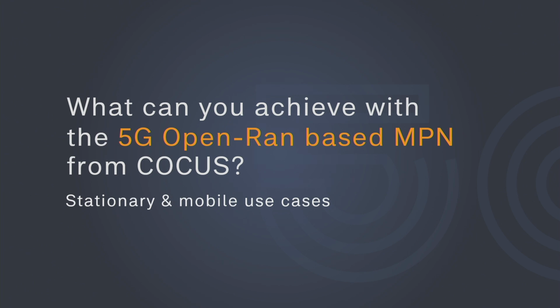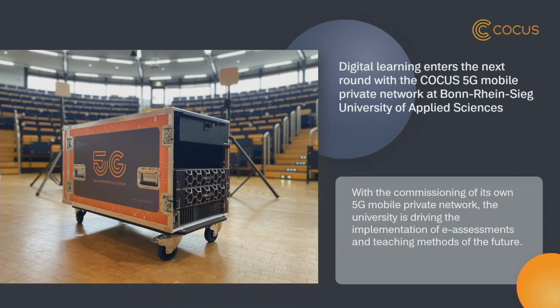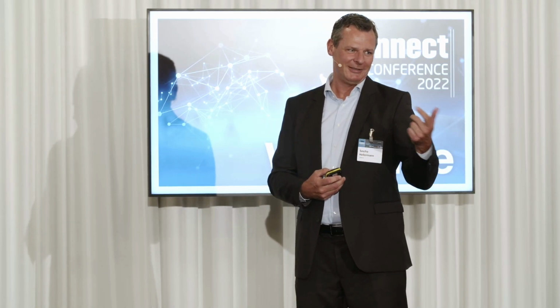Coming to real-life examples. What are we implementing so far with our customers? With the University of Bonn-Rhein-Sieg, we have provided them a mobile private network. As you can see, it's the big brother, 2 antennas in the background, and they want to use it and move it around on their campus, to run it in different rooms.